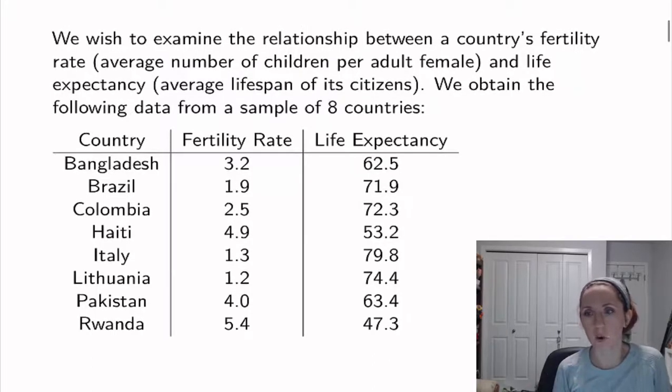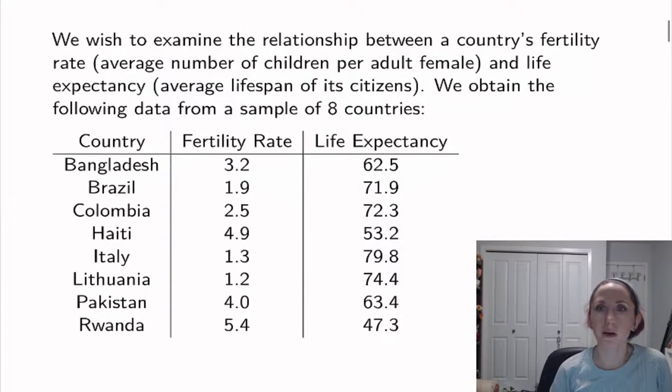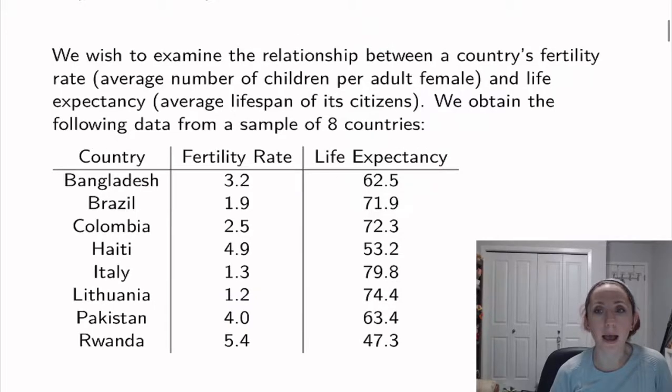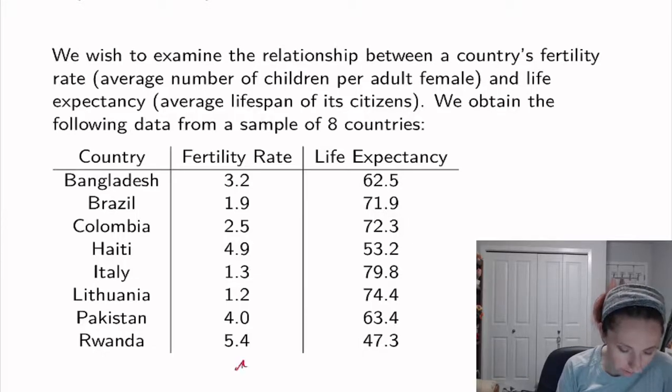So let's take a look at this using the example we're going to be using for this unit. This is about examining the relationship between a country's fertility rate, the average number of children per adult female, and their life expectancy. So we want to think of the average lifespan of these citizens. We're going to obtain a bunch of data: my country, my fertility rate, and my life expectancy.